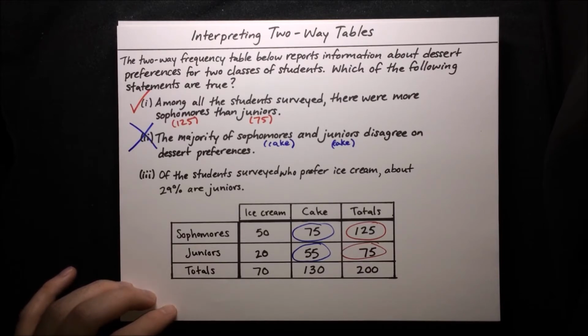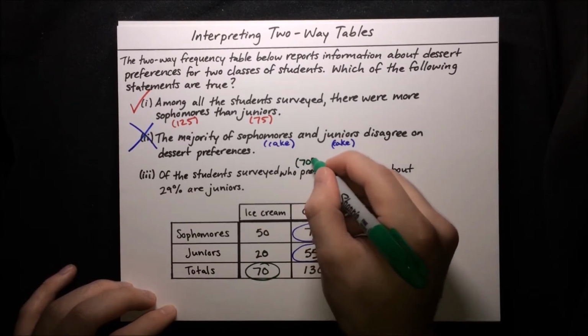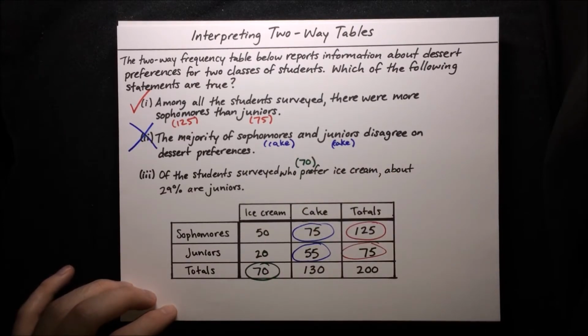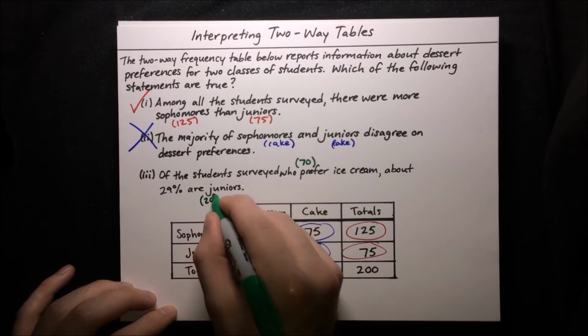Next statement, number 3, of the students surveyed who prefer ice cream, about 29% are juniors. Alright, so first we need to figure out how many of the students surveyed preferred ice cream. And to figure that out, we can look in the ice cream column, look at that total. Total is 70. So 70 students preferred ice cream. And then of those students, how many were juniors? Well, look in that column, 20. 20 were juniors.